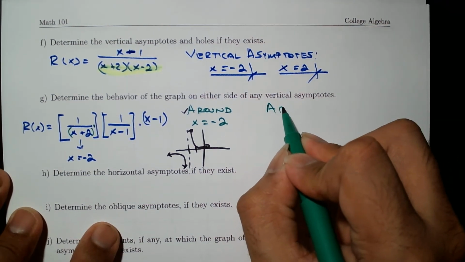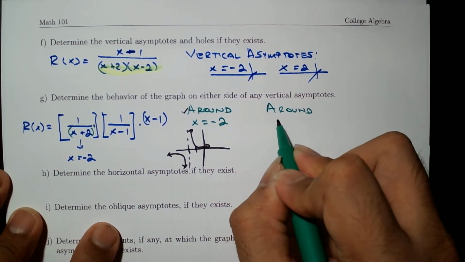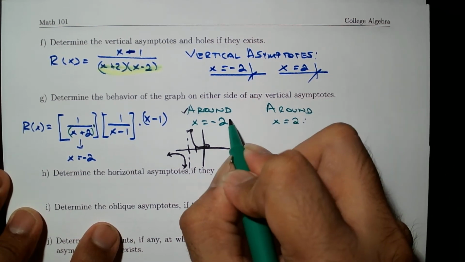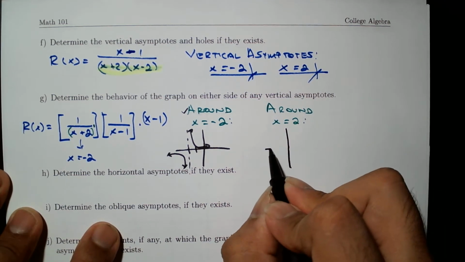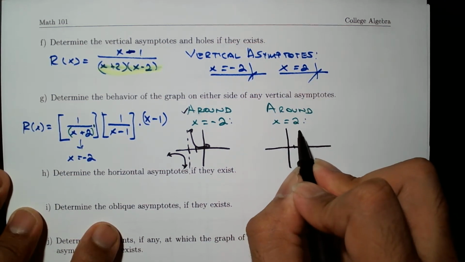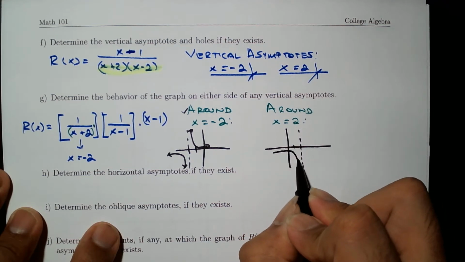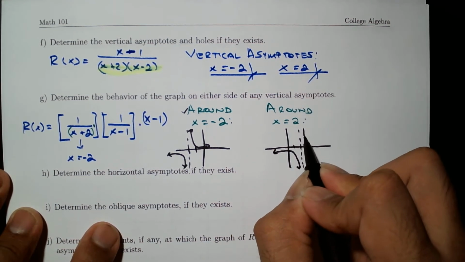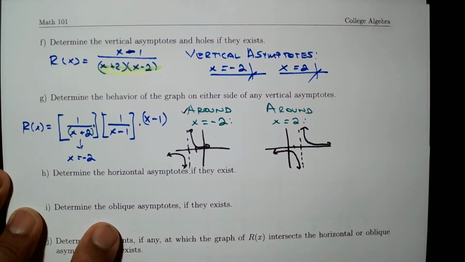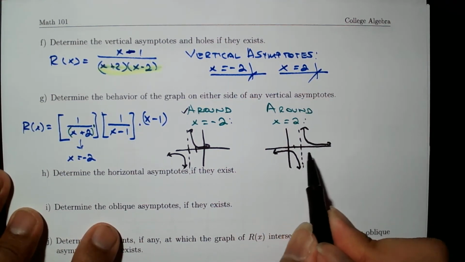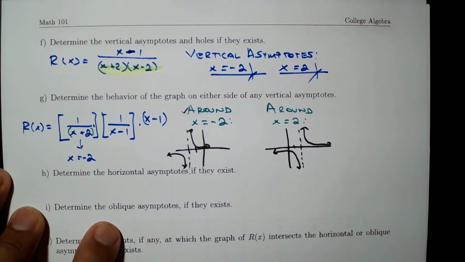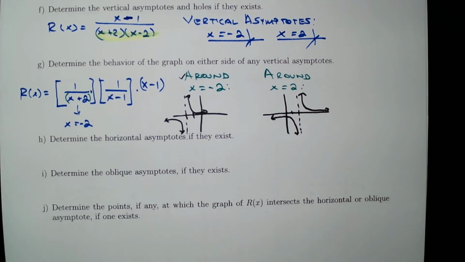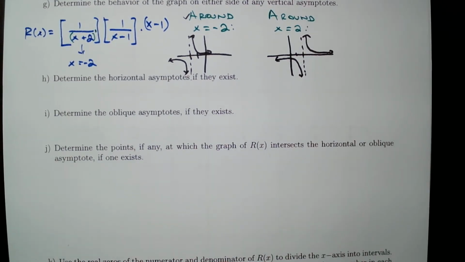What about around x equals 2? So I'm going to do a little graph right here. 1, 2. All right, and same behavior. We're going to need this piece of information when we put everything together at the end of the exercise to graph that function. Determine horizontal asymptotes if they exist.